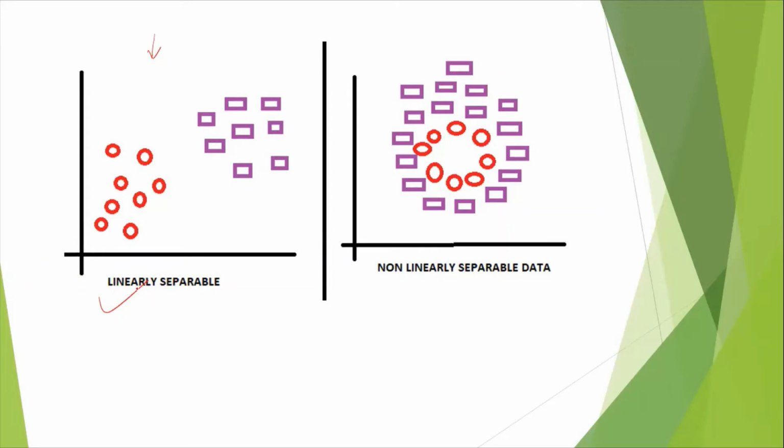So first of all, what is linearly separable? It means that you can separate it using a line. If you separate this using a line, there will not be any misclassification. So what is non-linearly separable data? You cannot separate it using a line like this.